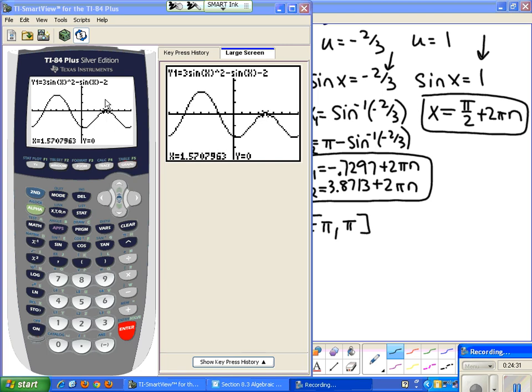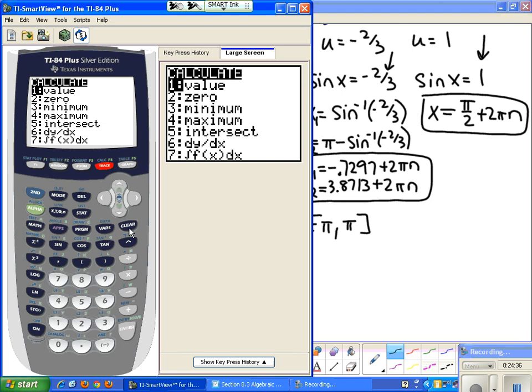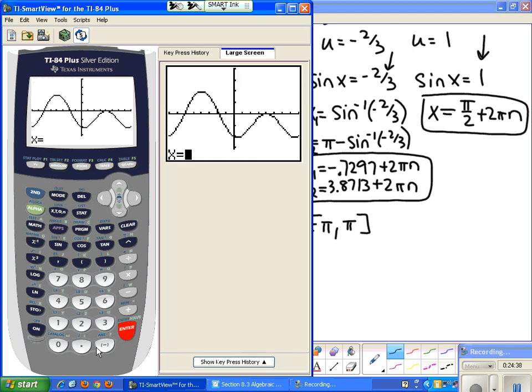So right here we have pi over 2. And then if I do second value, and let's do the sine inverse of negative 2/3. And that gives me this value right here. So I know this one is the pi over 2 answer. This one is the negative 0.7297.